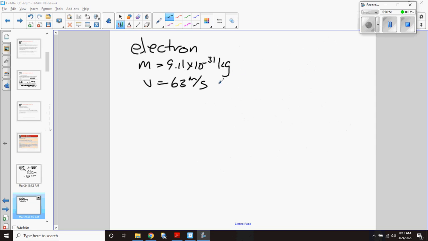By the way, it dawned on me in the previous problem that I did not convert the mass of the bullet into kilograms, which I should have, which would change my answer by just a couple decimal places, but that's okay.